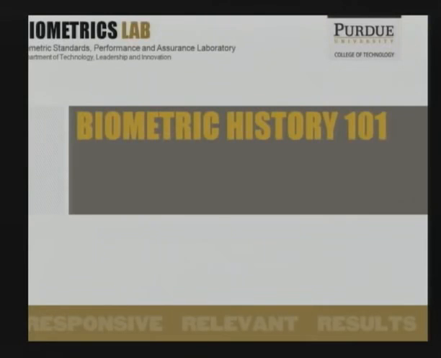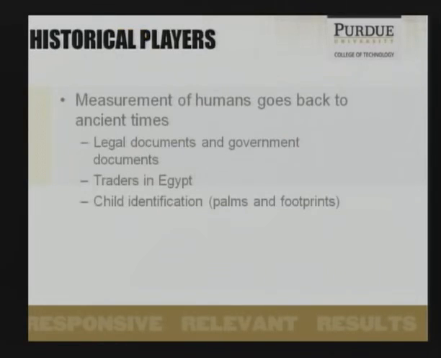Let's take a quick step back at history, to give you a perspective of where we've come from, because that will also indicate some of the challenges that we have in directing where we may want to go. And if you don't understand history, then you have a tendency to repeat yourself. So biometrics in its concept has been around for absolute centuries. You've got legal documents and government documents being traced back to well before Christ. Traders in Egypt, child identification in palms and footprints. You'll see on cave walls this activity. Now, it's not biometrics in the true sense of the word, but it is some form of identity, whether it is putting your thumb in wax and sealing that scroll with wax.